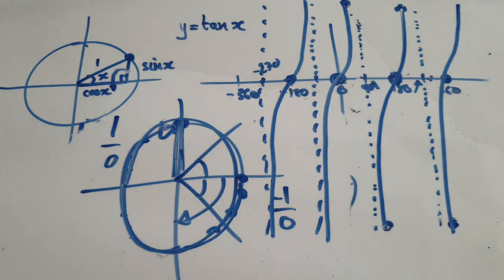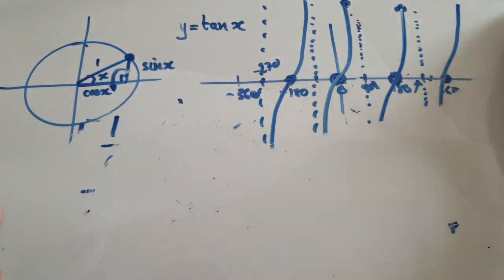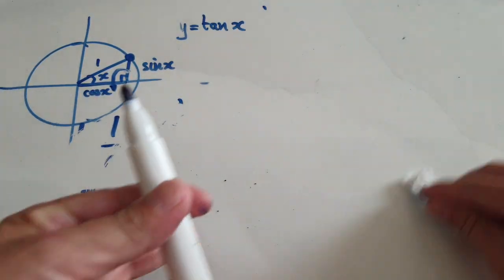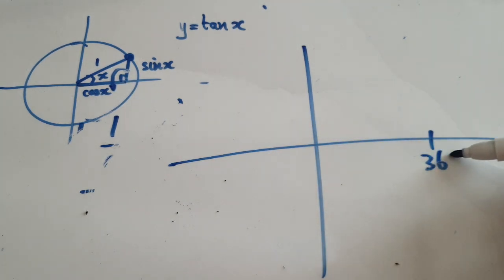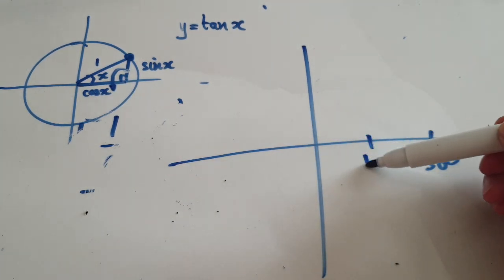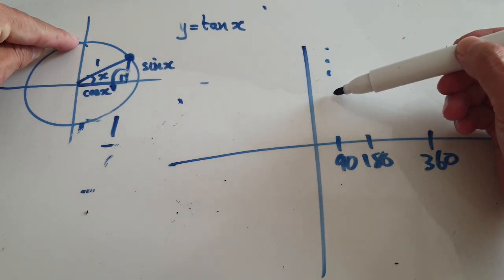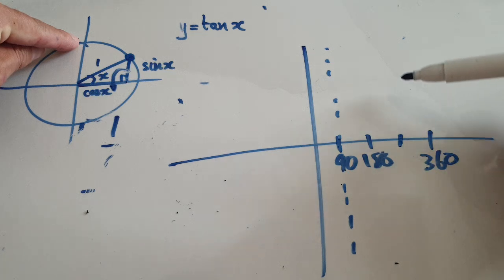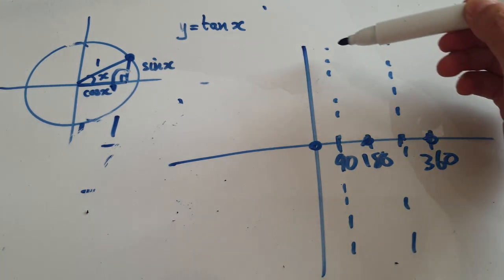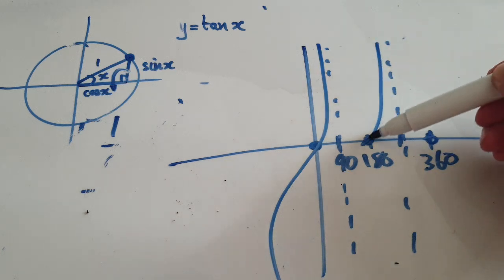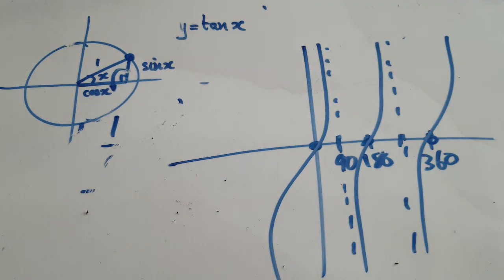So next time when you draw a tan graph, draw it like this. 360 and 180, 90. You know 90, it breaks down. So draw your vertical asymptote. You know 270, it breaks down. You know this is going to be 0, 0, 0, and it will look something like this. And then the same on the negative side. Okay?